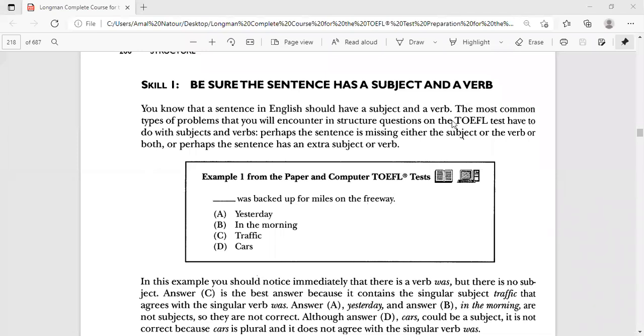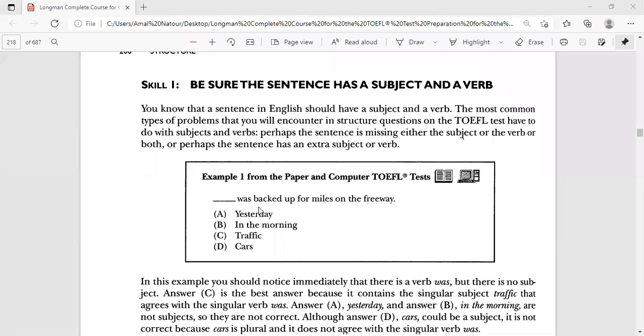Perhaps the sentence is missing either the subject or the verb, or both. Perhaps the sentence has an extra subject or verb. So we have to be careful. We have to search for what is missing in a sentence. For example, if we look at this example: was backed up for miles on the freeway.